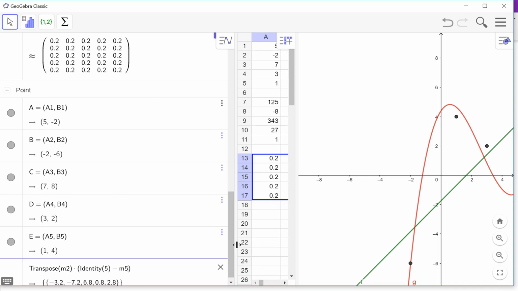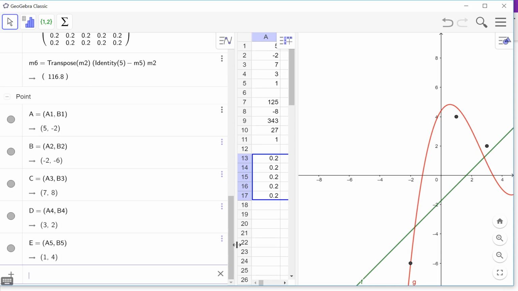Right? So this is y transpose times n. And then I need to multiply that by y, which was M2 again. And it gave us a 1 by 1 matrix like it's supposed to. So the sum of squares of all the deviations from the mean is 116.8. That's the SST.